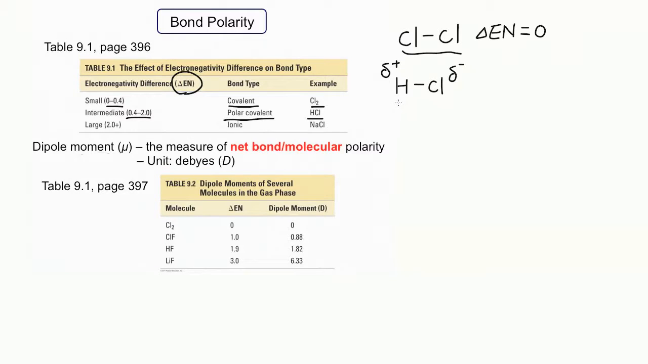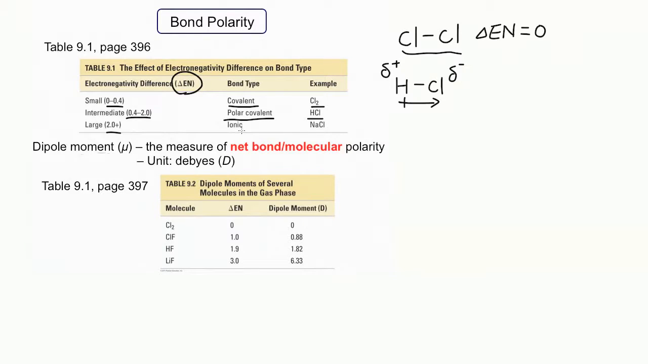And how do we label those kinds of polar covalent bonds? We draw an arrow going from the positive side to the negative side, and we use a cross sign on the positively charged side to identify the positively charged end. So this is how we label the bond polarity.